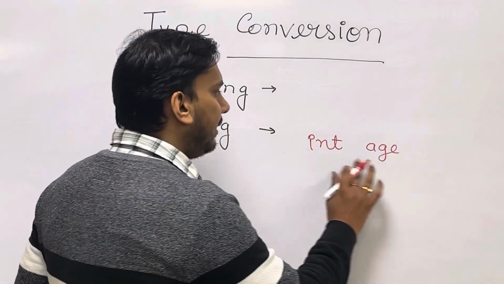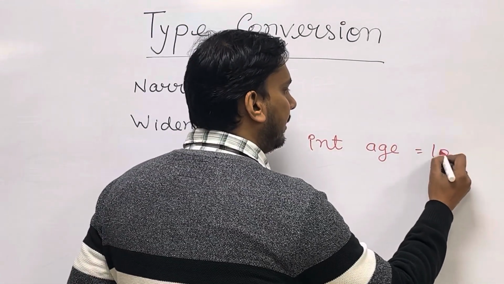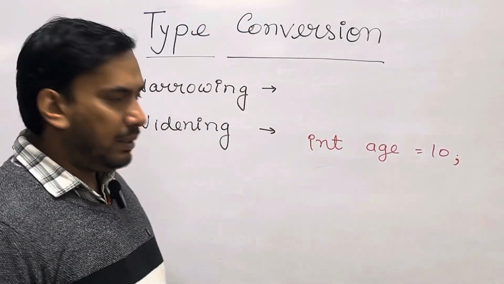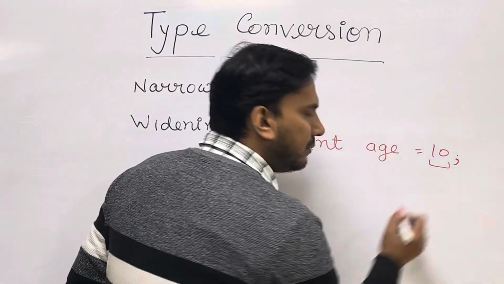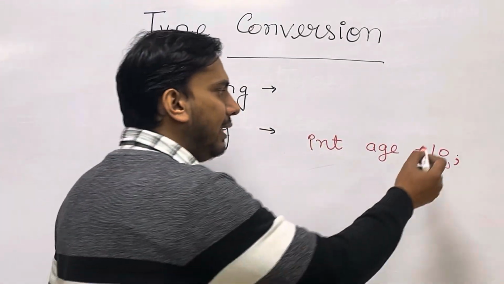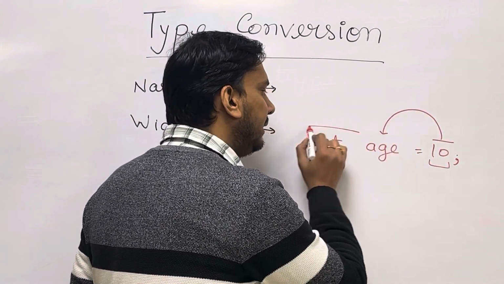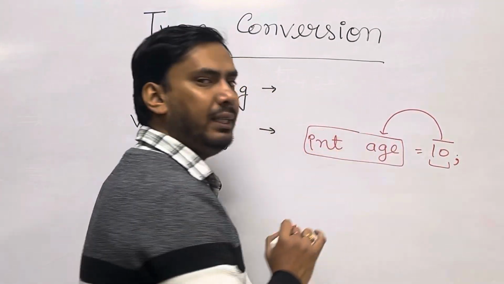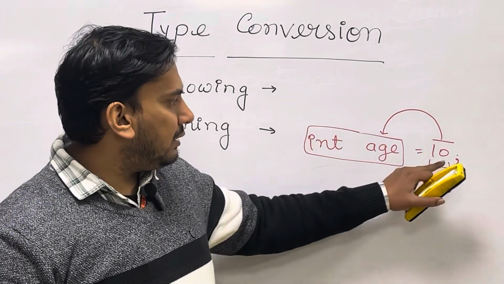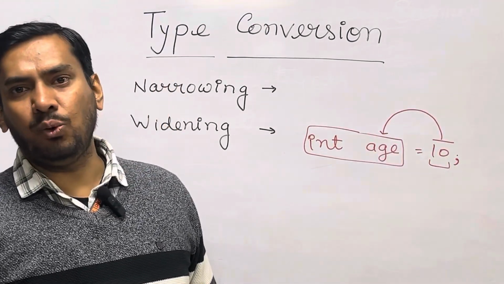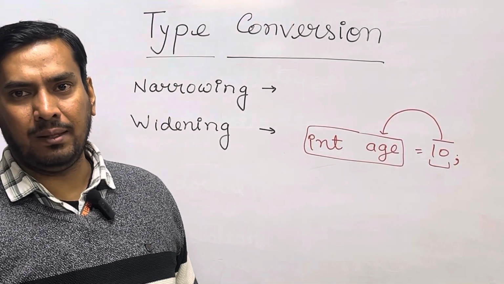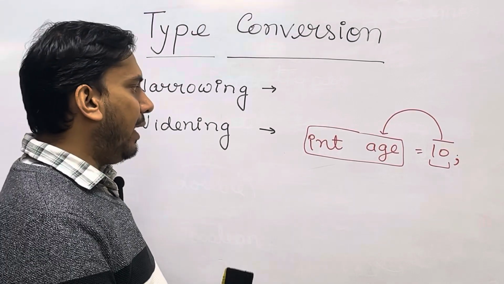And I am writing here int age is equal to, let's say, 10. Now if you check here, 10 is a smaller value and I am assigning a lower precision value to a higher precision variable. This age is of int type. So this process is called widening.